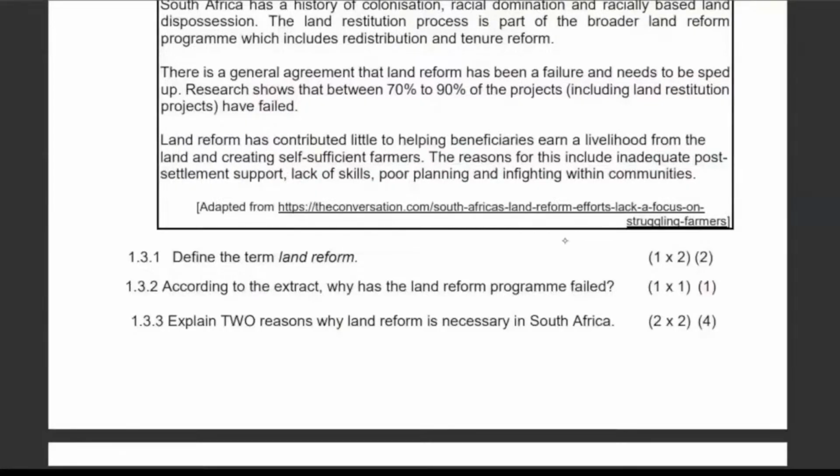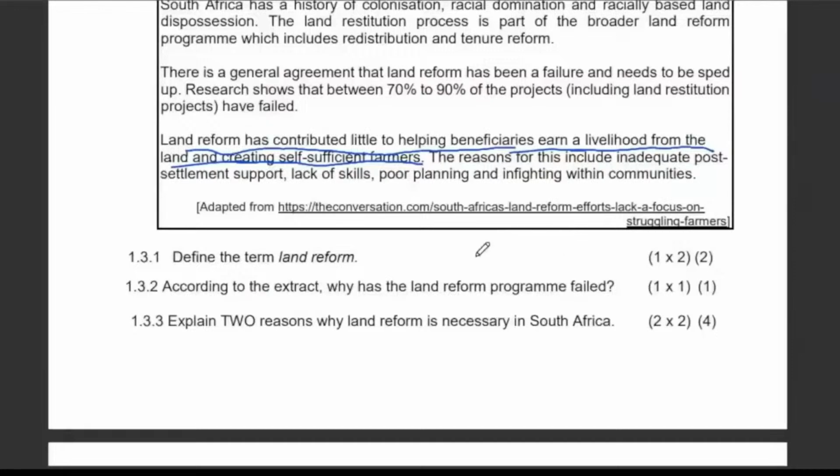If land reform has contributed little to helping beneficiaries earn a livelihood from the land and creating self-sufficient farmers, it means the land is not being productive enough. If people are meant to benefit from the land, they must become self-sufficient. They must not rely on constant support from the government. So, because the farmers are failing to self-sustain, that automatically qualifies the land reform to be a flop or a failure as a policy of the government.